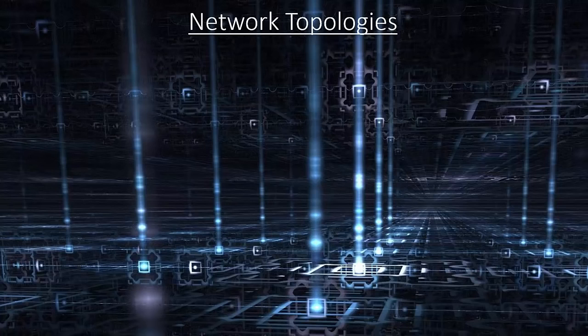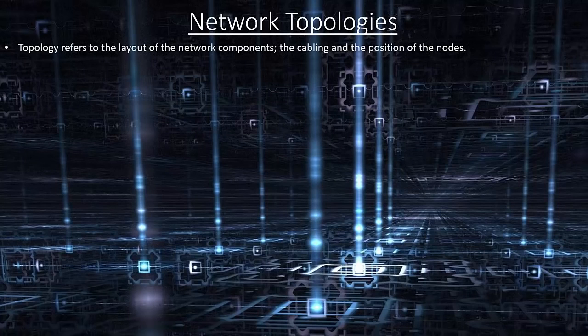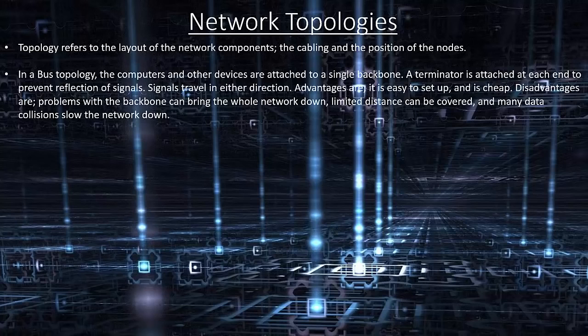Network topologies. Topology refers to the layout of the network components, the cabling and the position of the nodes. In a bus topology, the computers and other devices are attached to a single backbone. A terminator is attached at each end to prevent reflection of signals. Signals travel in either direction. Advantages are, it is easy to set up and is cheap. Disadvantages are, problems with the backbone can bring the whole network down, limited distance can be covered, and many data collisions slow the network down.